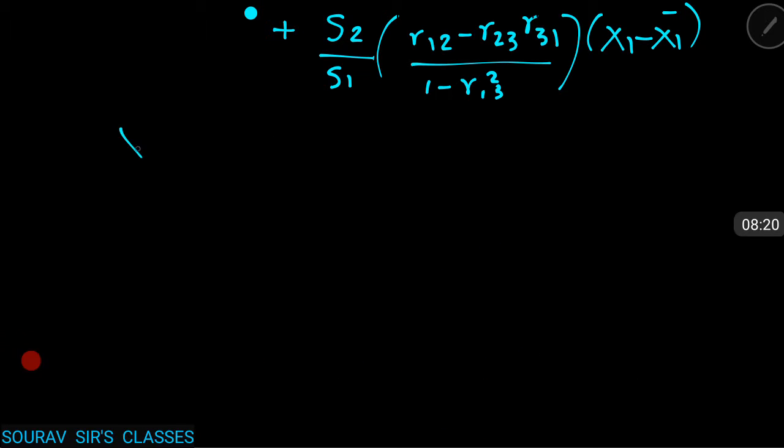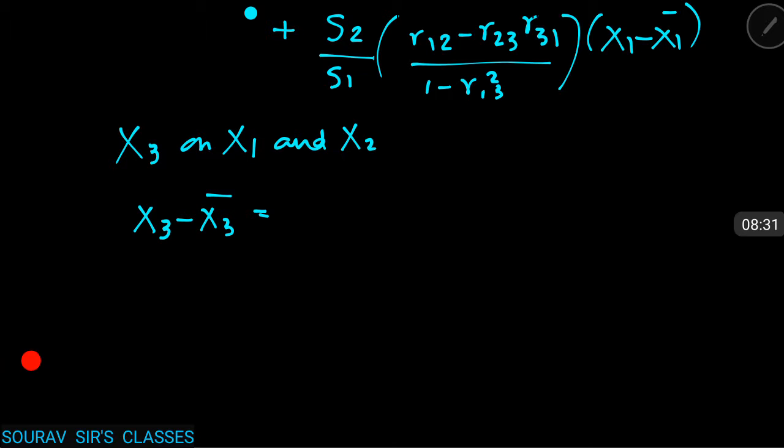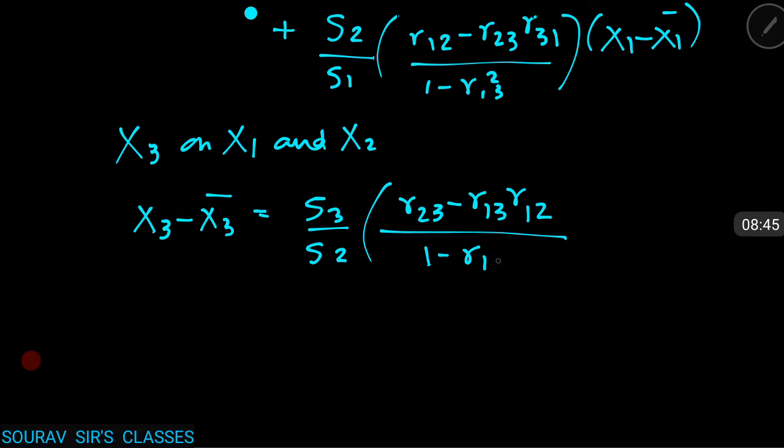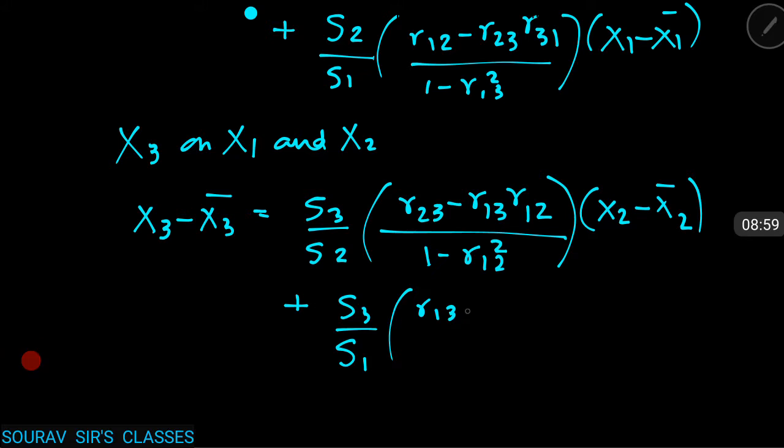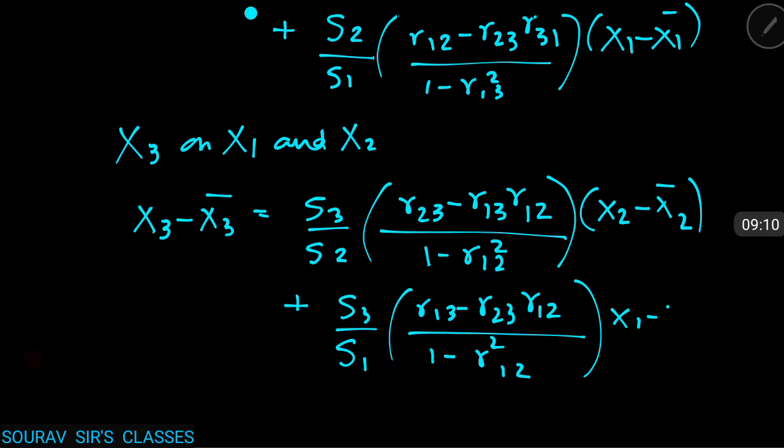Regression equation of x3 on x1 and x2. x3 minus x3 bar is equal to s3 by s2 into r23 minus r13 into r12 divided by 1 minus r12 square into x2 minus x2 bar plus s3 by s1 into r13 minus r23 r12 divided by 1 minus r square 12 into x1 minus x1 bar.